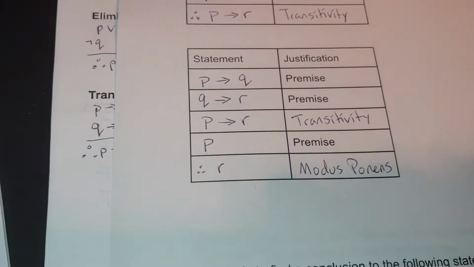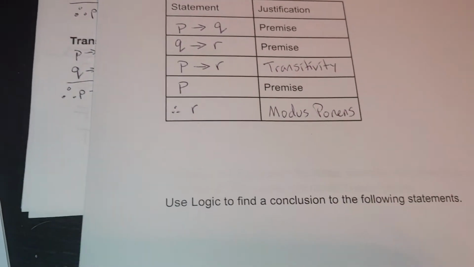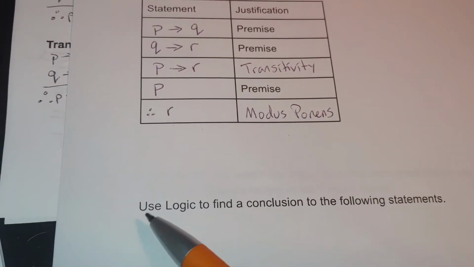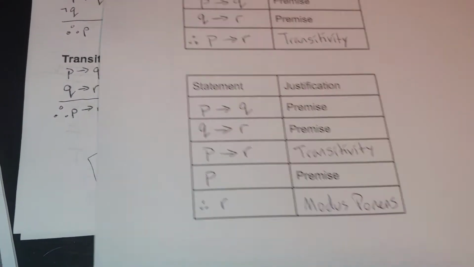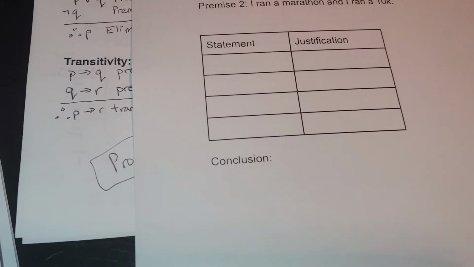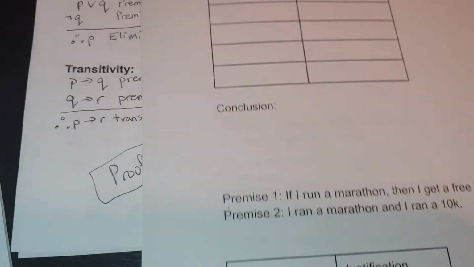So, that's how we use logic to justify the statements we make. Now, let's take a look at what that looks like with actual statements. You're going to see, this will be at the top of your next page. Use logic to find a conclusion to the following statements. Alrighty, let's see what our first one is.